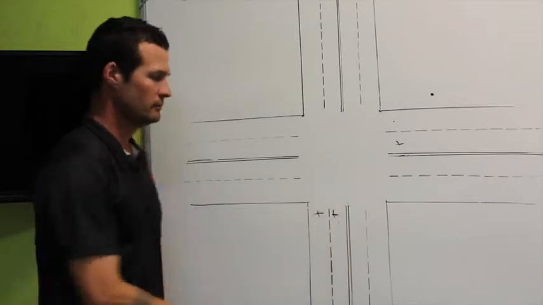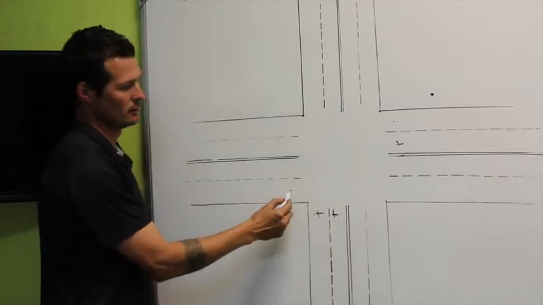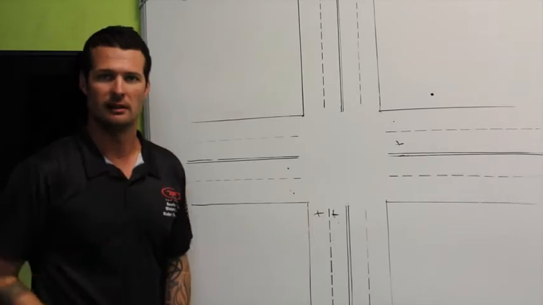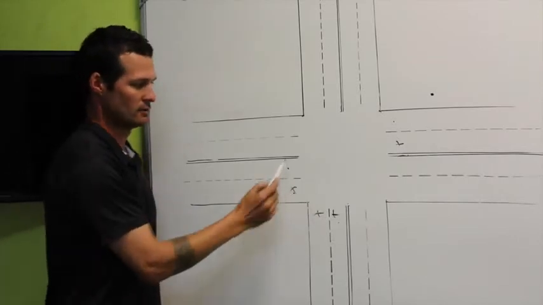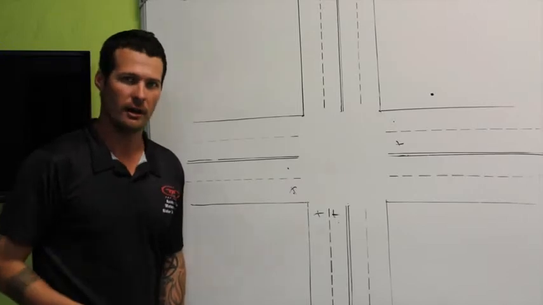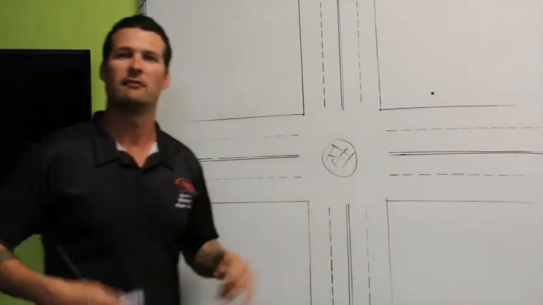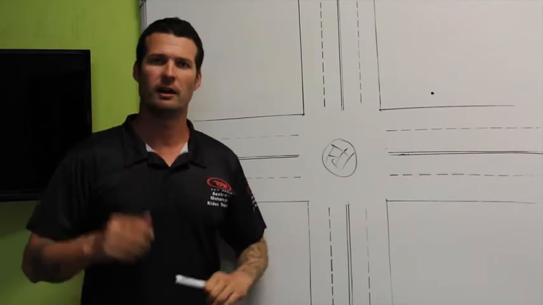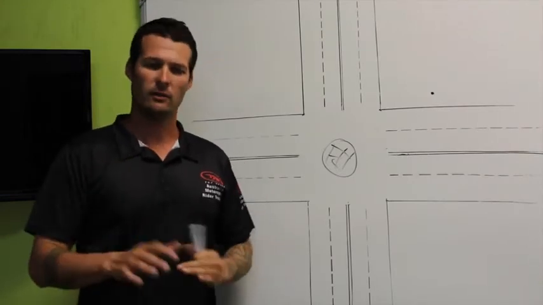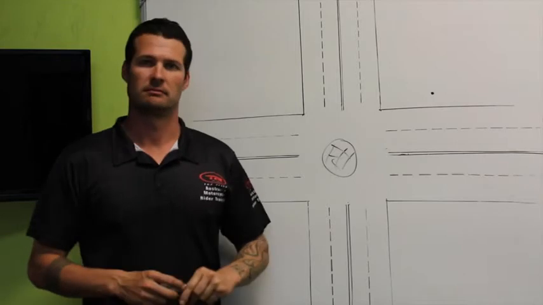If I'm in the left lane, I need to turn left. Which lane do I go to? I go to the left lane. Can I go from the left lane to the right lane? No, I can't. Now we have a garden in the center of our intersection. What does it become? A roundabout. How do we use a roundabout different from an intersection?